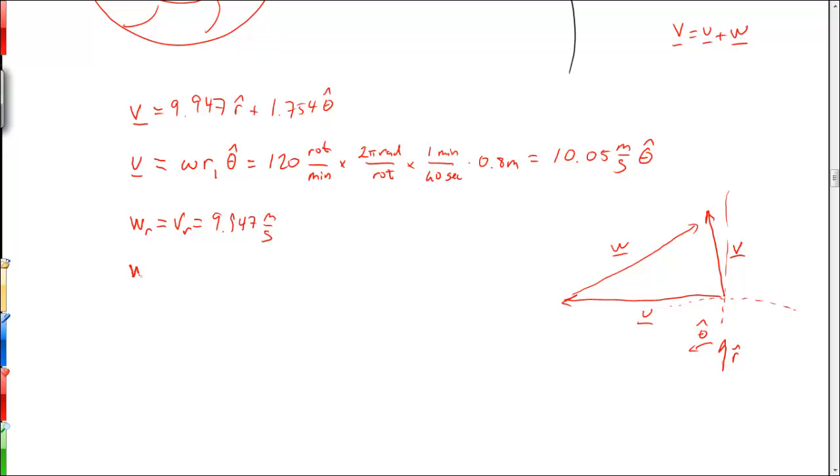We know that W theta, the theta component of the relative velocity, well, that just has to be V theta minus U theta. And when we do the math on that, we know that V theta is 1.754. We subtract off 10.05, and we get minus 8.30 meters per second.